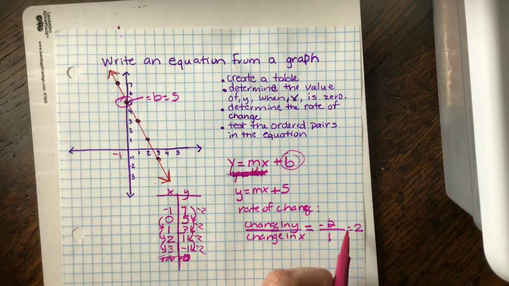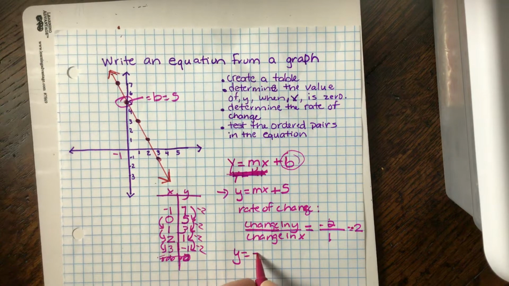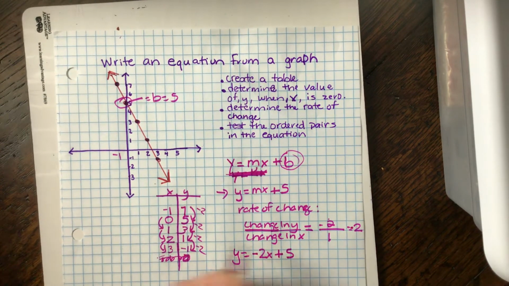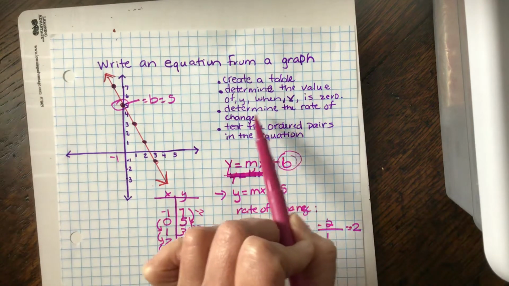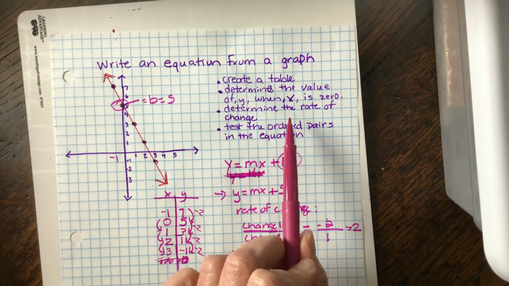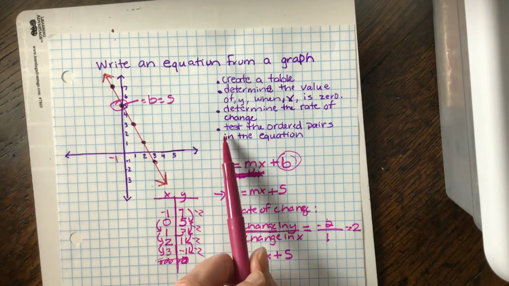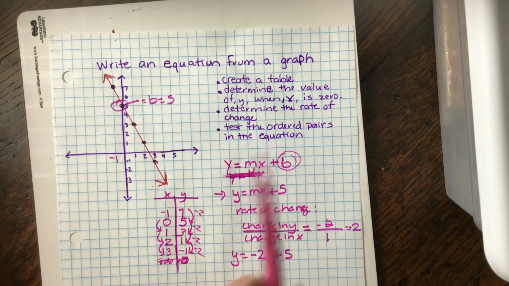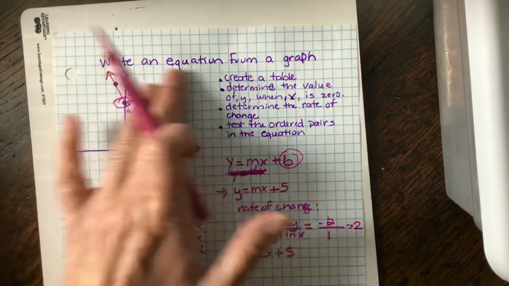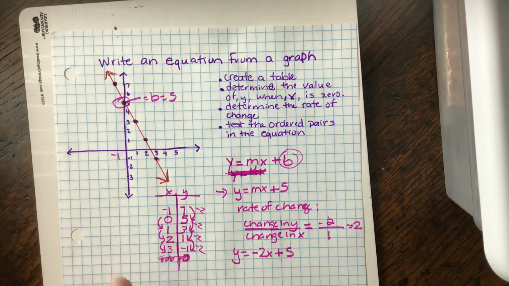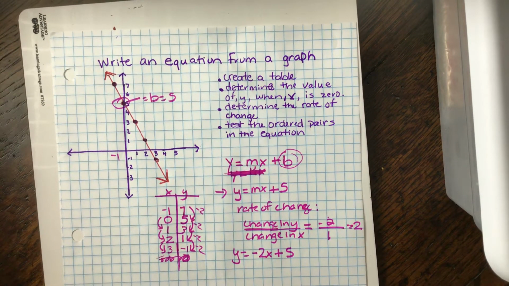Okay, now I'm going to substitute my negative 2 into the equation: y equals negative 2x plus 5. So I've done step 1, create a table. I found the value of y when x is 0, and that was 5. I found the rate of change, and I've written the equation. Do not forget this very important step: test the ordered pairs in the equation. When you have a multiple choice question where they give you the graph and 4 different equations to choose from, a lot of us go to testing the ordered pairs first. So we're going to go to that step right now.